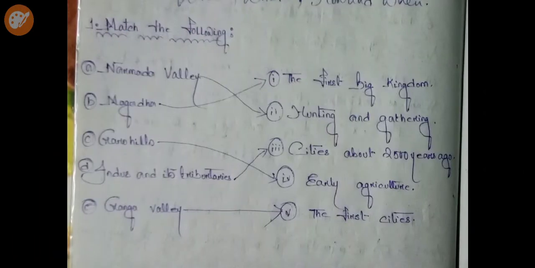So the very first question is match the following. Number A, Narmada Valley, it matches hunting and gathering. Number B, Magadha, the first big kingdom. Number C, Garo Hills, early agriculture. Number D, Indus and its tributaries, cities about 2500 years ago. Ganga Valley, the first cities. So this is how we matched the following.